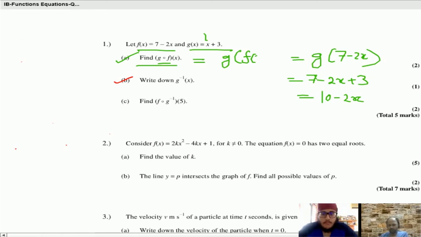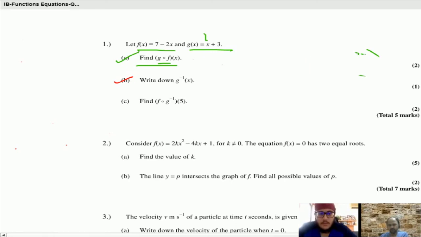First, whenever we are going to find the inverse, let me tell you, in place of g of x, we have to write x. In place of x, we have to write y. So can we have the value of y in terms of x? Yes, sir.